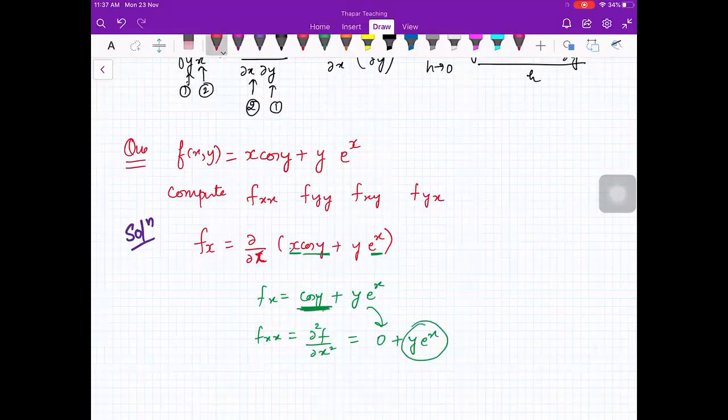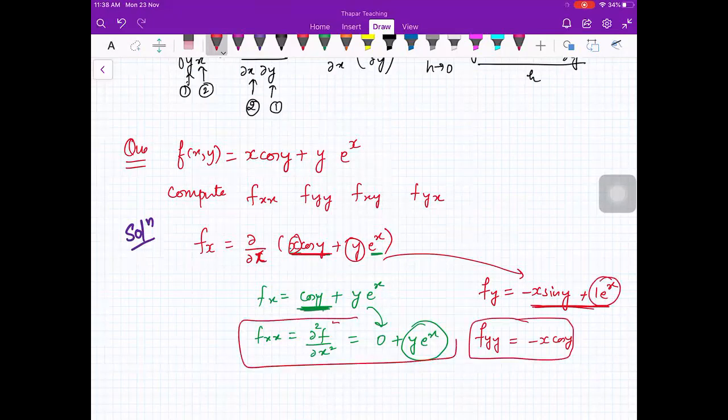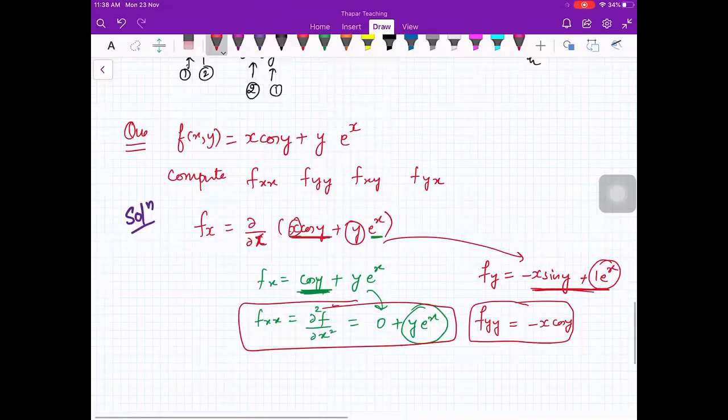Now your fyy. So fy will be, x is a constant, so minus x sin y plus the derivative of y, which is 1, times e raised to power x. Then fyy means you will differentiate it with respect to y again, treating x as a constant. So this is minus x cos y, and the derivative of e raised to power x with respect to y is 0. So this is your fyy, and this is your fxx.